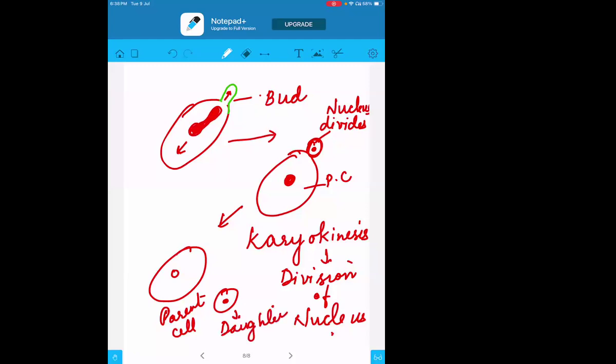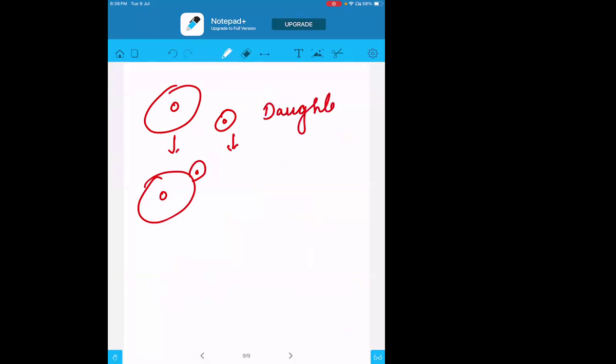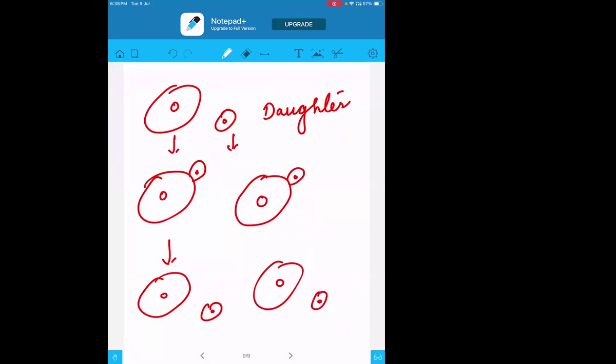Now again the same process will start. Here the parent cell, here the daughter cell. On both bodies, again one small outgrowth will appear, and the daughter cell will also increase in size and start the same process. Again they will get separated here, and from here also. So like this, 1, 2, 4, 6, 8, the numbers will keep increasing.